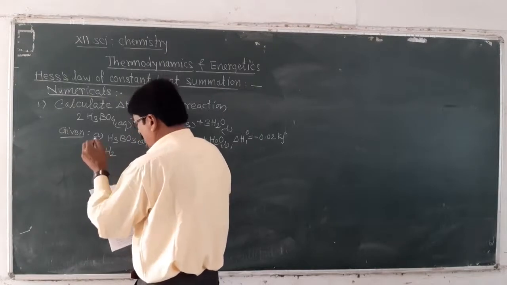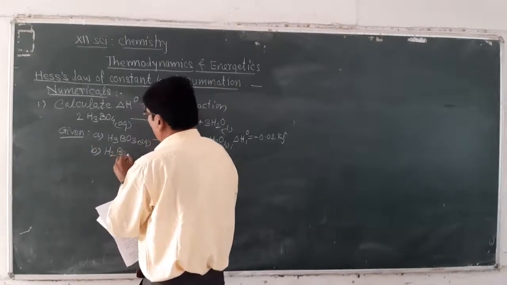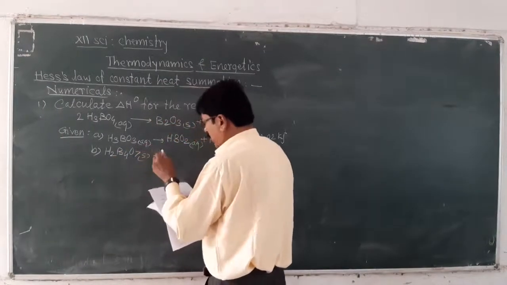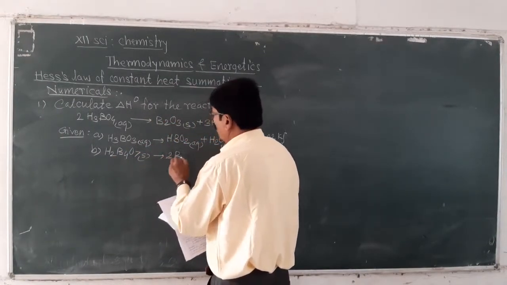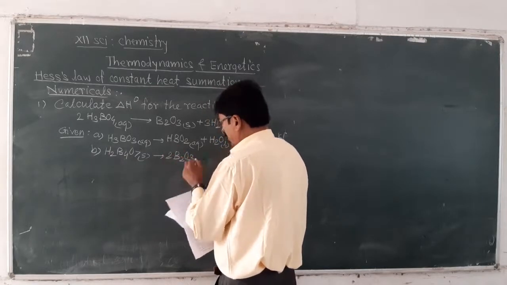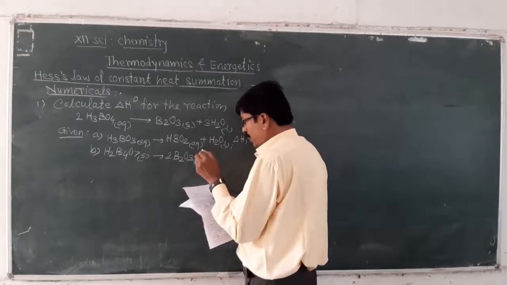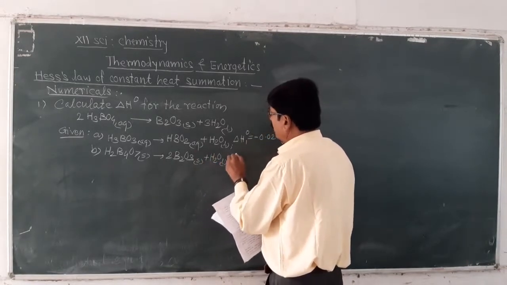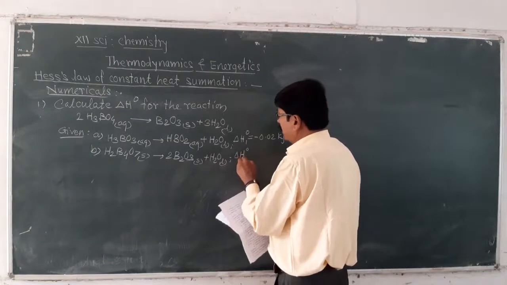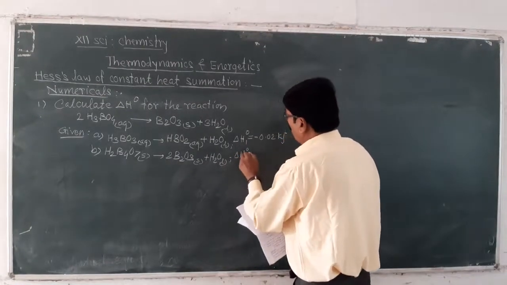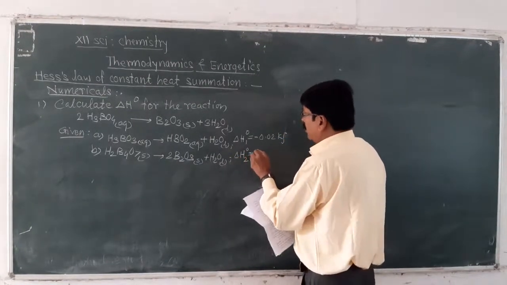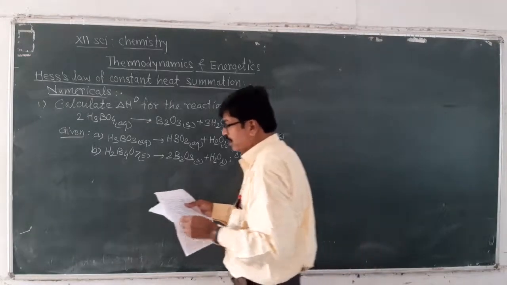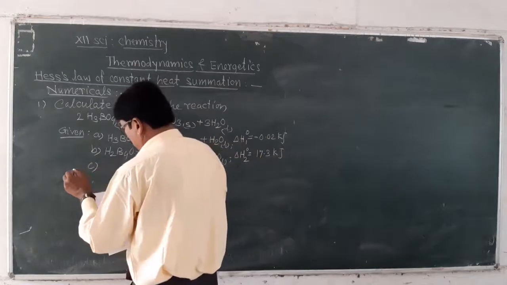Second equation, H2B4O7 solid gives twice B2O3 solid plus H2O liquid, and enthalpy change of this reaction, delta H naught 2, is given as plus 17.3 kilojoule.